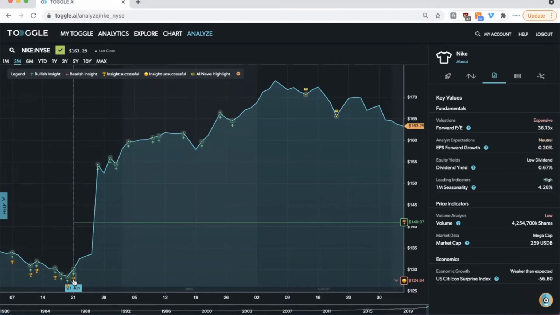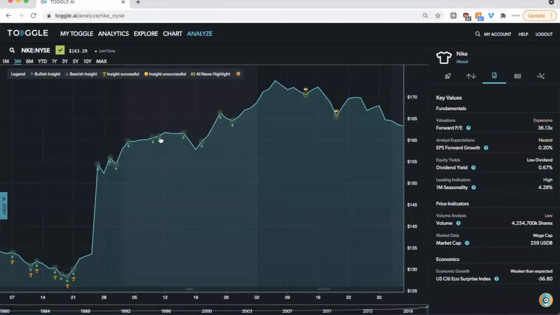Well, with every insight, Toggle gives you a median prediction of what it believes the price of an asset could be over an X investment horizon. So for this insight, for example, the predicted price was $140.97 based on where the golden trophy is on the y-axis. And seeing as the price did cross that amount, this insight was marked as complete, as well as the rest over here.